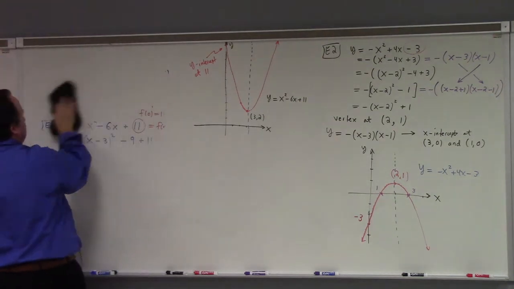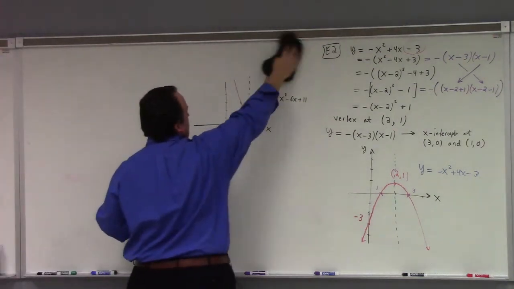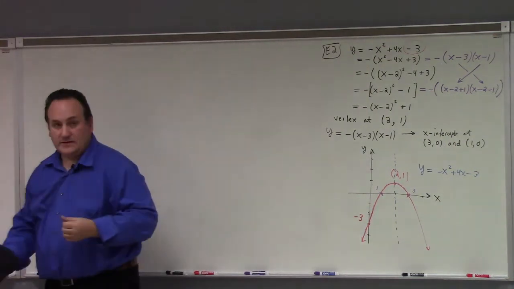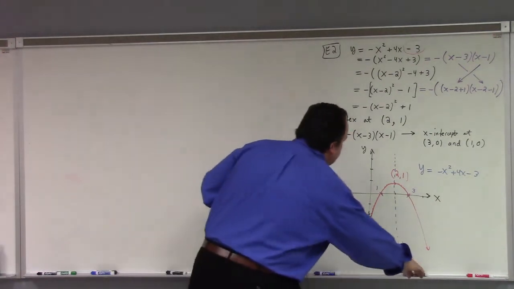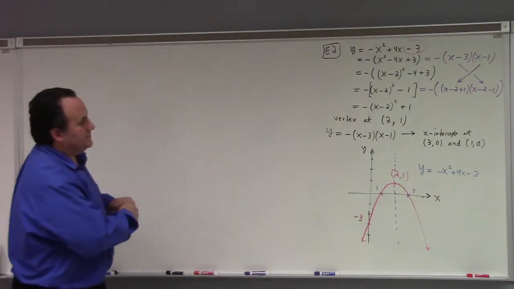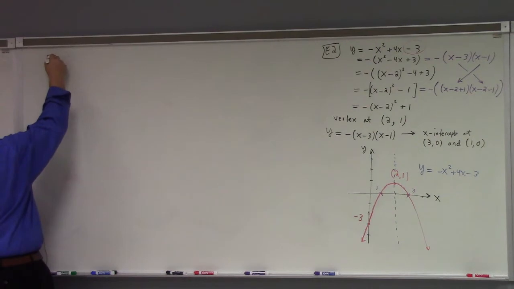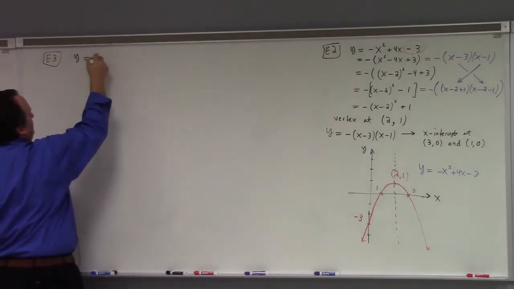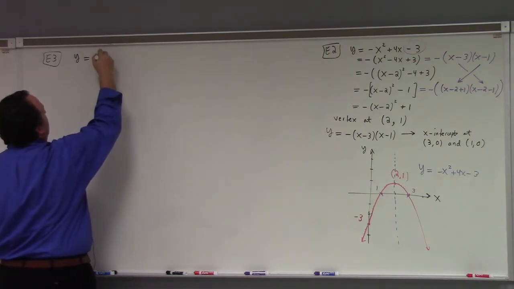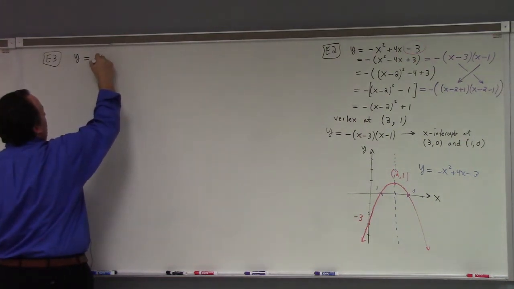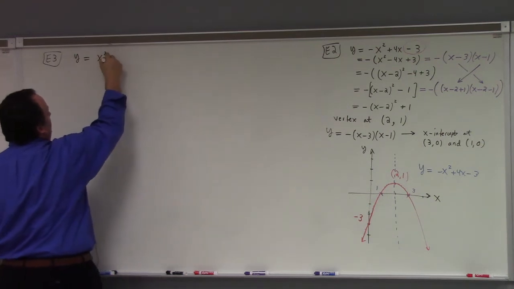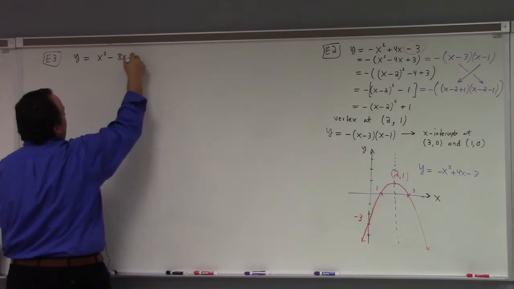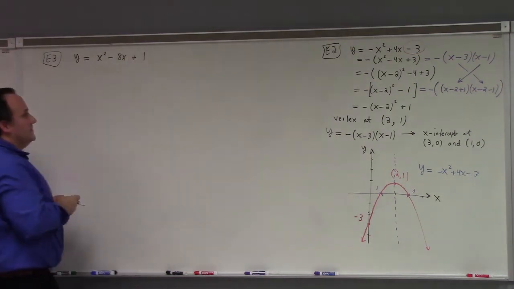Let's look at one that meaningfully involves completing the square in such a way that it's kind of ugly. What example was I on? 3? I think I was in example 3. How about this? We want to graph y equals, oh, I don't know, x squared minus 8x plus 1. Yeah, I like this one.